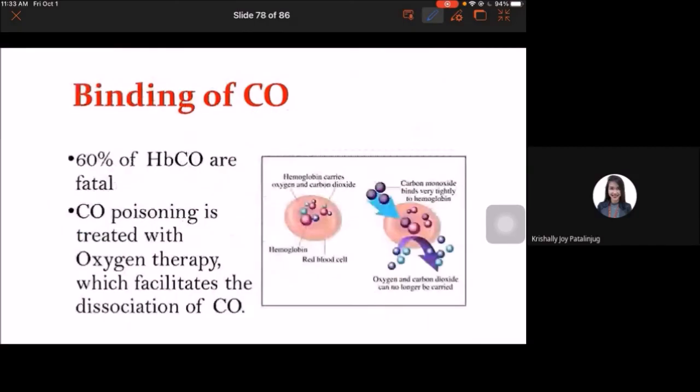Okay, and as a treatment for that problem, during carbon monoxide poisoning, kasi fatal gas yung carbon monoxide. So during carbon monoxide poisoning, the best treatment is of course oxygen therapy, or what we call hyperbaric oxygen therapy. Okay, that's for carbon monoxide.